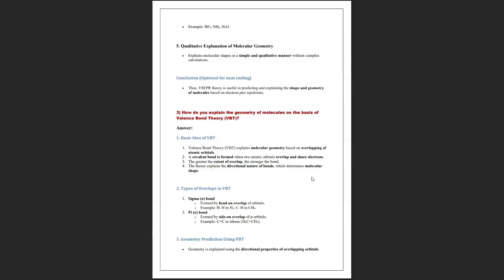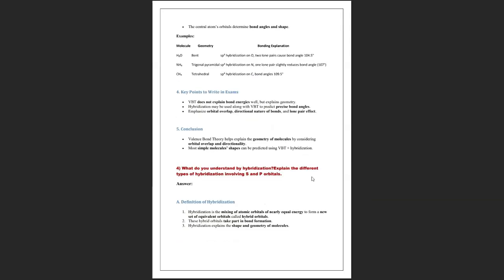As I have given here, write the basic idea of VBT, which means the definition of VBT, and then the types of overlaps in VBT, and then write the geometry of molecules based on valence bond theory, and then the key points to write in exams. Follow these key points as I mentioned here, and end with a clear, small conclusion.